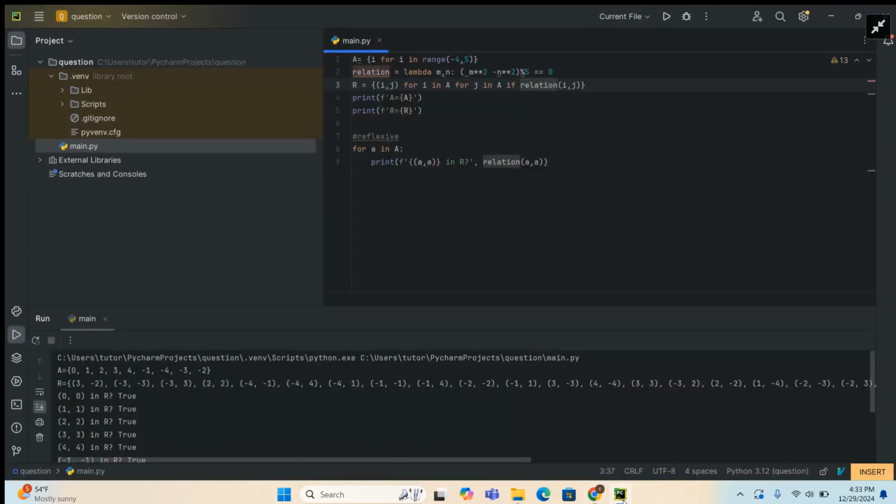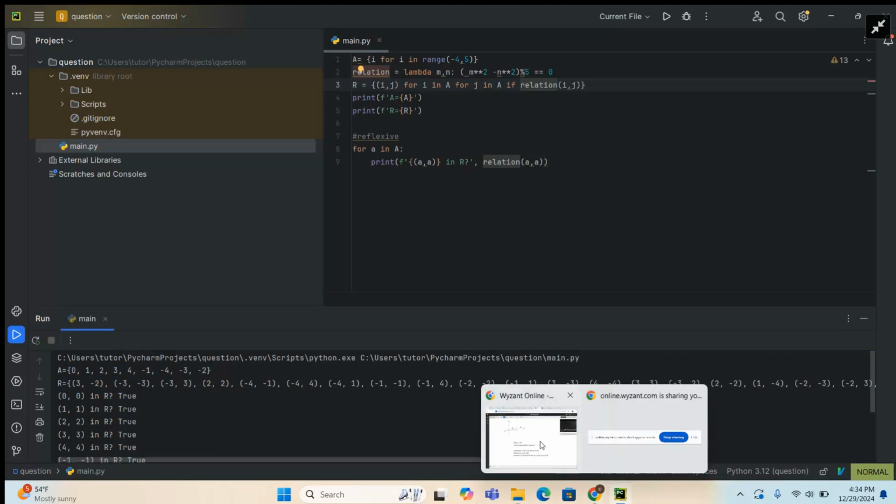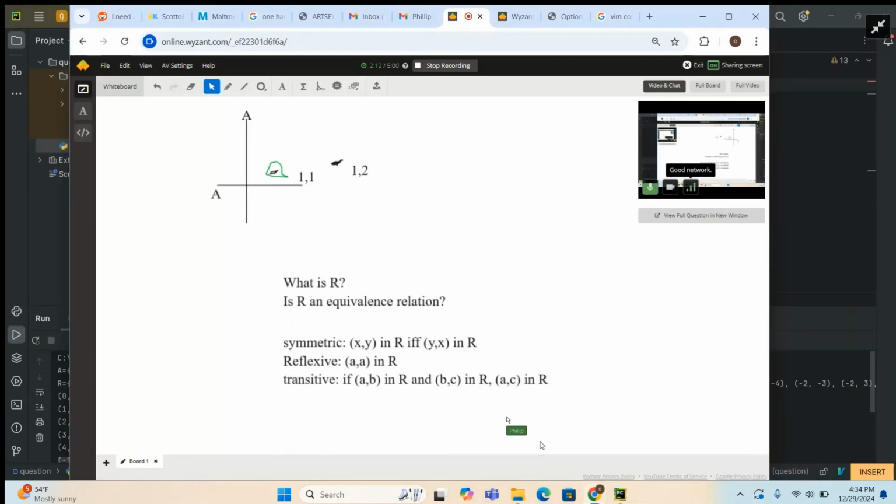I've got some Python code to actually write down what A and R are. R is kind of big, but that's okay. And it's okay if you don't understand the code. If you're not CS or DS and you're just taking discrete math, that's fine. It's more important that we understand: is R an equivalence relation, and why? That's probably what this question was asking.